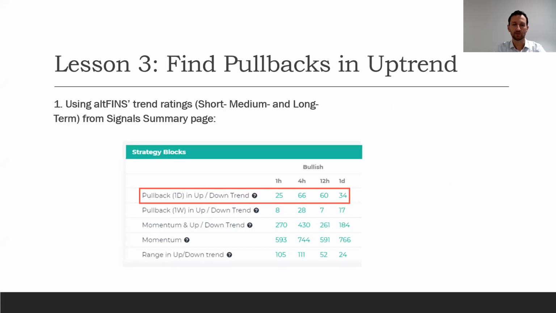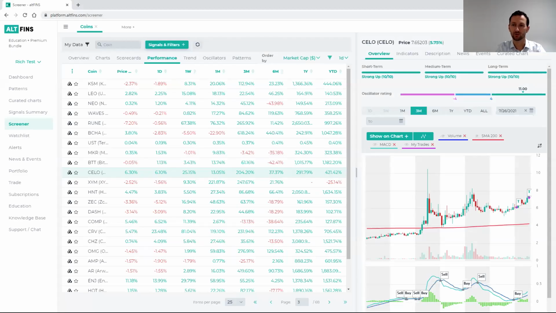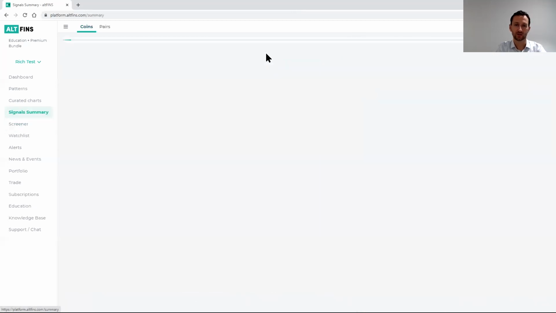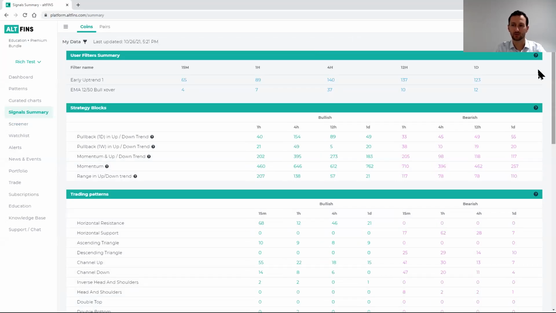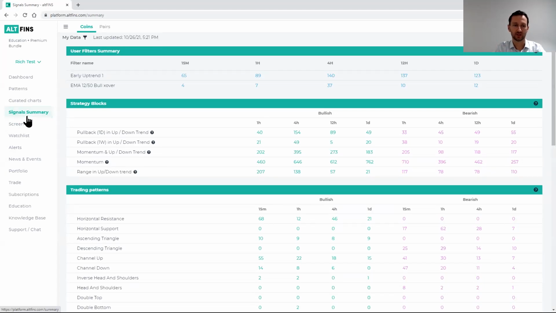So there are a few ways to find the pullbacks in an uptrend on our platform. Let's now switch to the platform. One way is to use the trend ratings, the short-term, medium, and long-term, on the signal summary. In fact, our signal summary has this strategy predefined. Now, there are many ways to skin the cat and many ways to find these opportunities. One of them is here on the signal summary under the strategy blocks section.